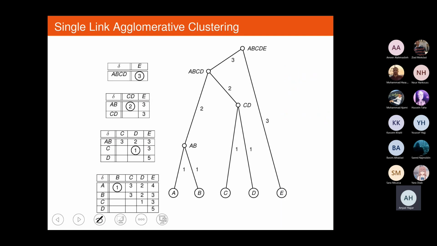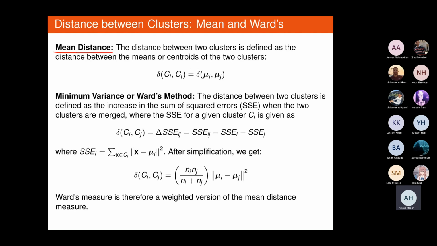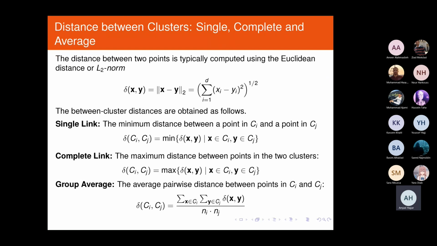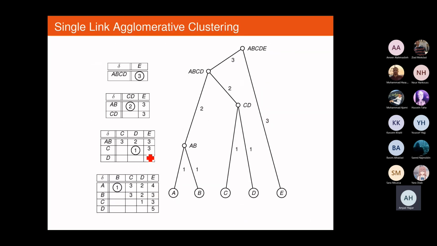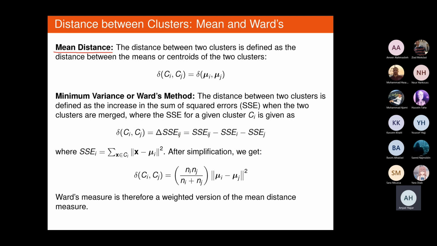Therefore, applying the mean distance needs the positions of the points, while for the group average and everything else, single link and complete link, you only need a table of distances, not a table of the positions of the points. So we cannot apply this one unless we have the points themselves, not only the distance table between them.